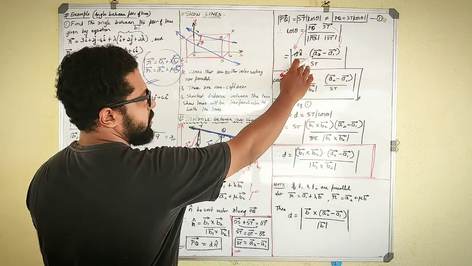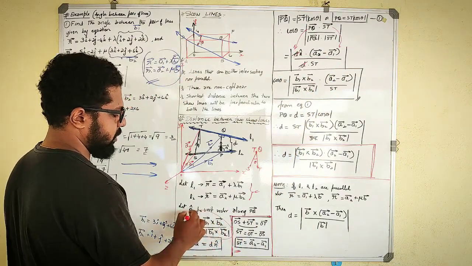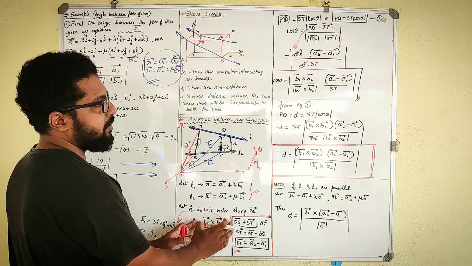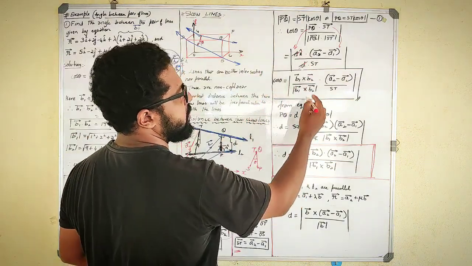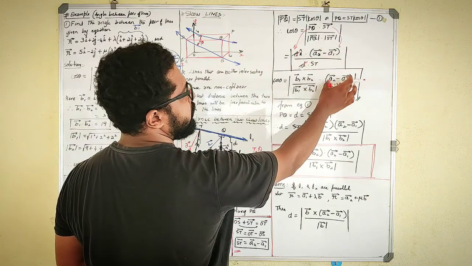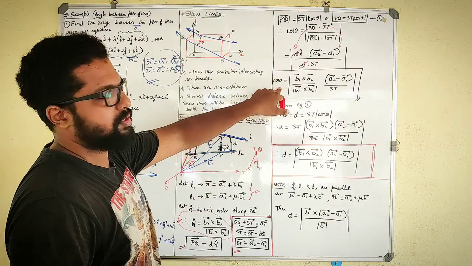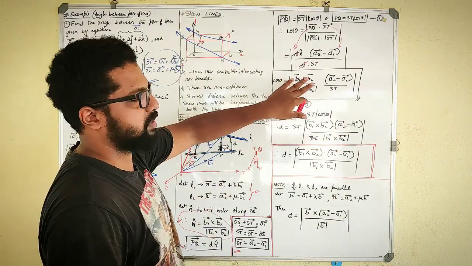But for n cap, I have already found out a formula. Substitute that n cap in this position. So I can write B1 cross B2 divided by magnitude of B1 cross B2, dot A2 minus A1, divided by ST. This is what remains of cos theta. So this is the formula which I found for cos theta.